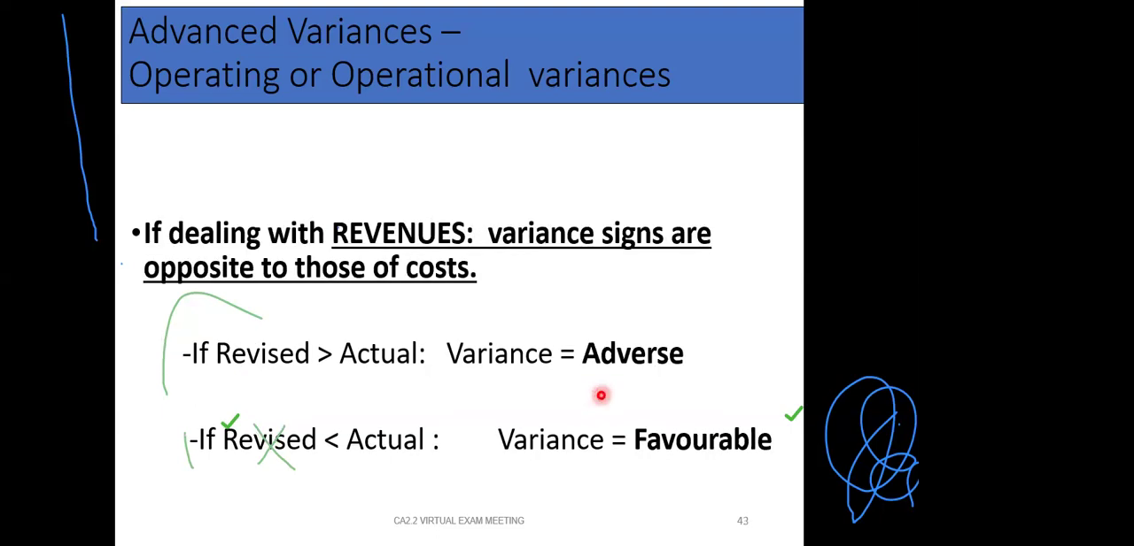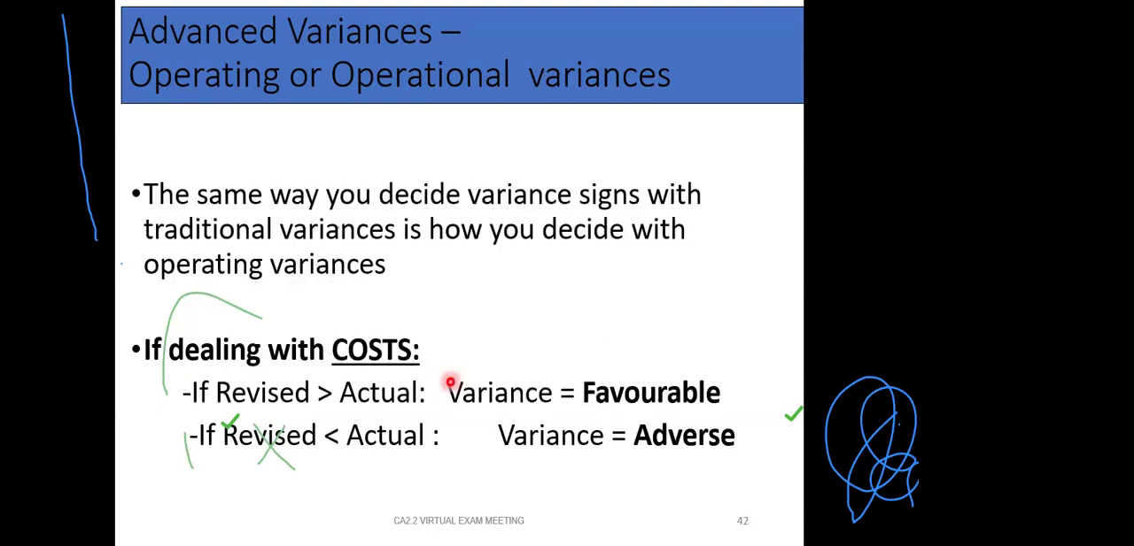But with operating variances, no problem. The way you decide with traditional variances, that's the way you also decide on operating variances. So if they're revised, it's still standard, albeit revised. Revised standard versus actual. So when the standard cost is higher than the actual, you have a favorable variance. In other words, the actual cost is less than the standard cost.